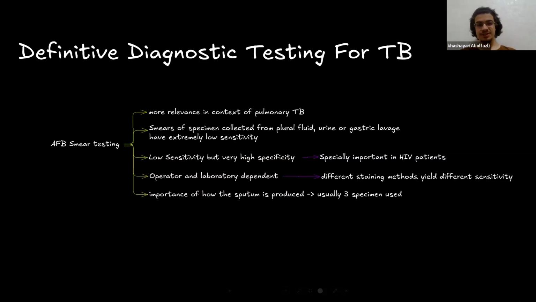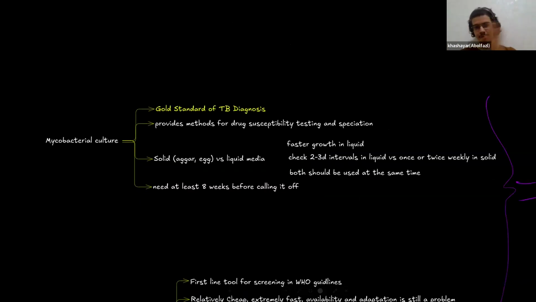One thing to consider here is that it is important how the sputum is produced. Usually you need 3 specimens. Our protocol here is that you get one specimen when you meet the patient, another one in the morning the day after, and another one when the patient comes back to return the sputums. Again, go back to your local protocols for more accurate representation.